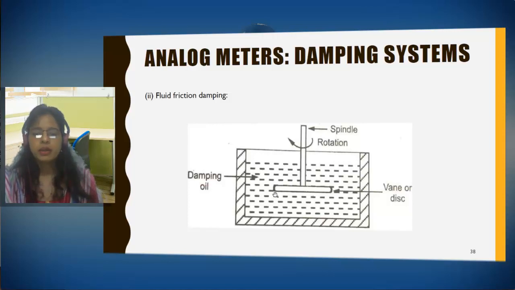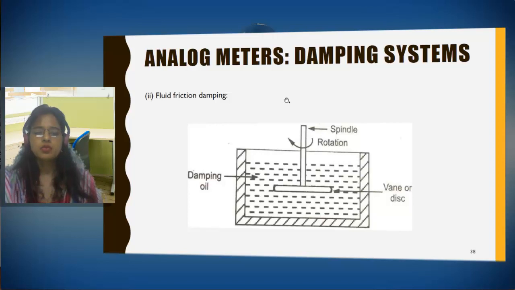The property of damping oil should be, the viscosity should be such that it opposes the movement of the disc. So it should be thick in nature. The oil should be thick in nature. So with this spindle, the pointer is connected. Once the pointer starts rotating, it will help in movement of the spindle, right?